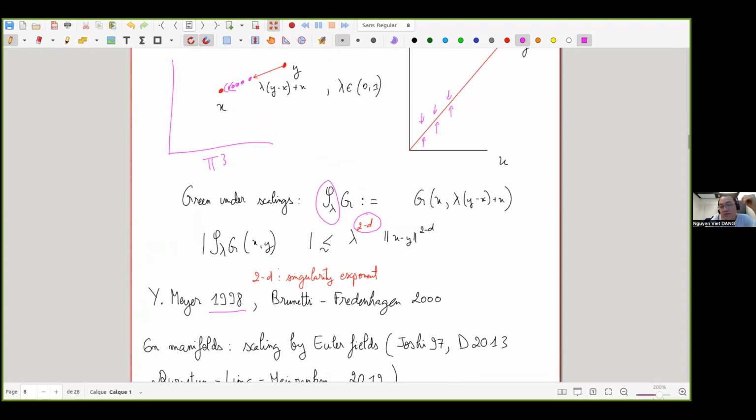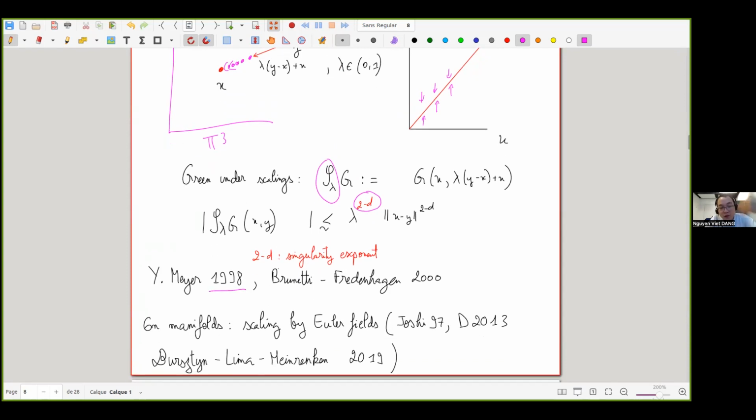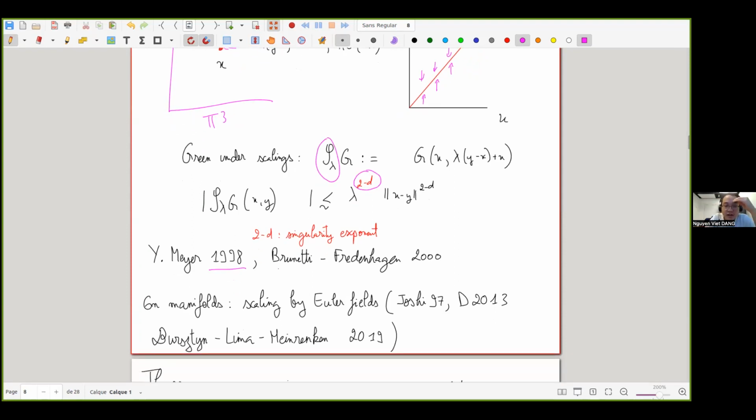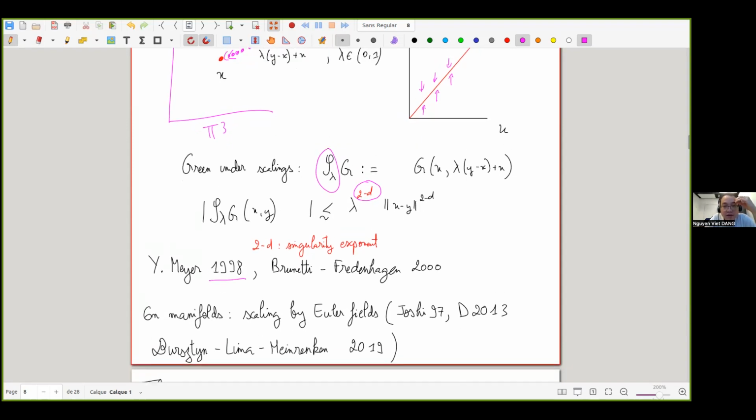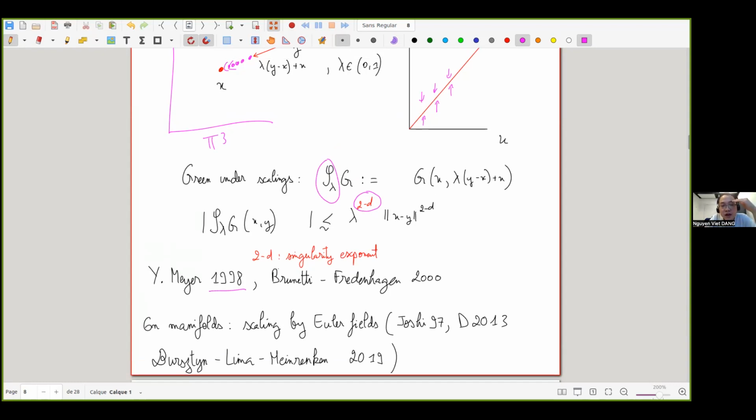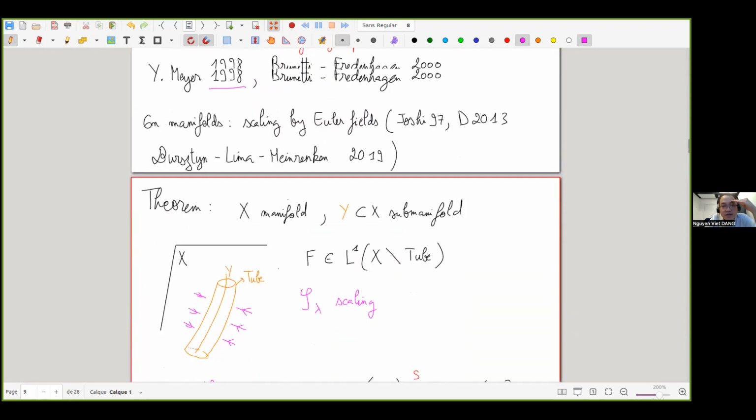Since in the sequel I'm going to work on manifolds, in the manifold setting you need to be more careful about the way in which you scale your objects. For this, you need to introduce Euler fields to scale points on manifolds, to scale towards a singular submanifold. These Euler fields were introduced independently by many authors. But here, since I'm in the toy model, I don't want to spend too much time on these Euler fields.